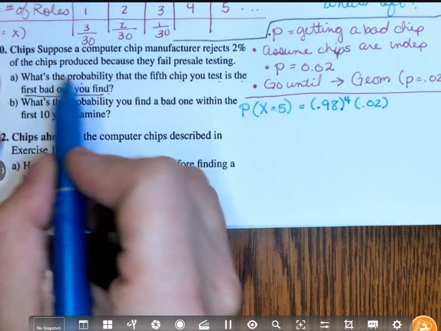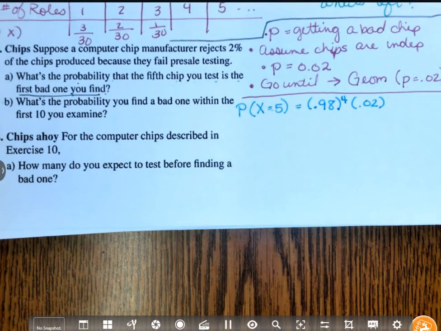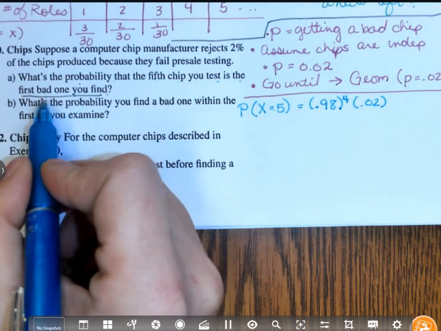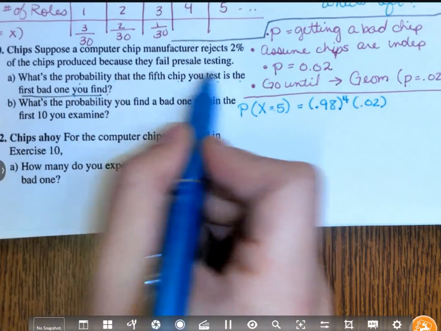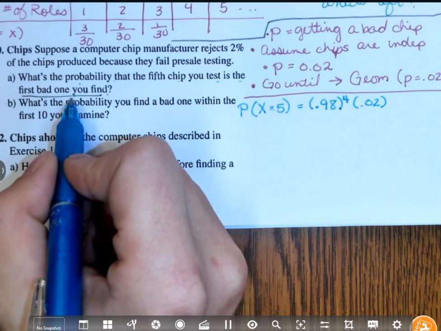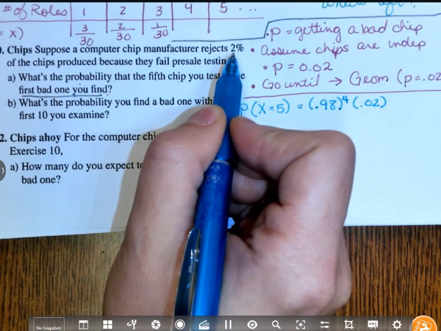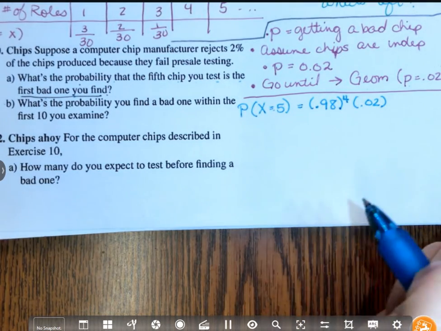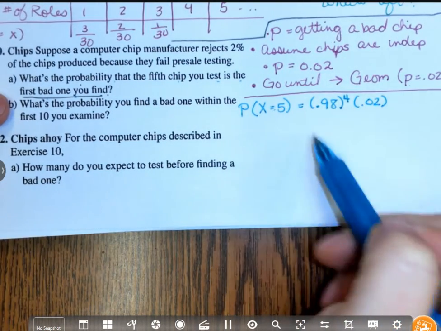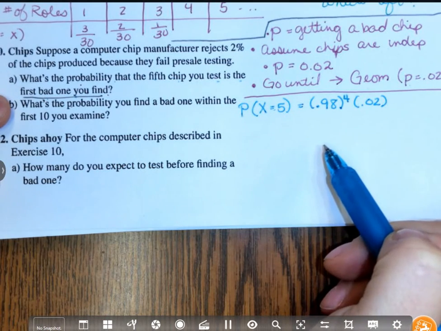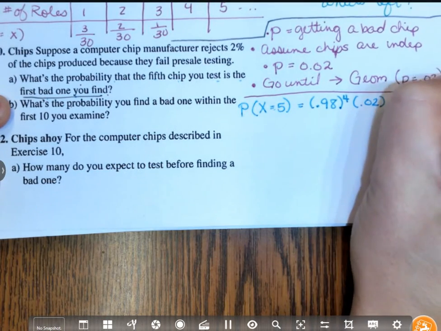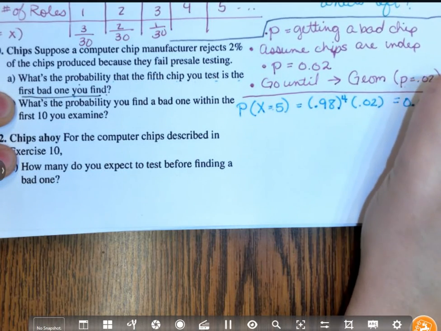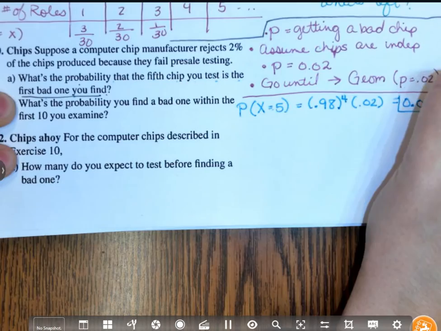Because that's what I'm talking about. Don't think that success is a good or a bad thing. Success is just the characteristic you're talking about. I'm talking about how long it takes me to find a bad one, so that's why I define it as 0.02. You can define success here if you'd like as 0.98. Then you just have to be careful when you work your problems about which one comes first. Okay? Can somebody tell me what that works out to be to 4 decimals? Beautiful. Thank you.